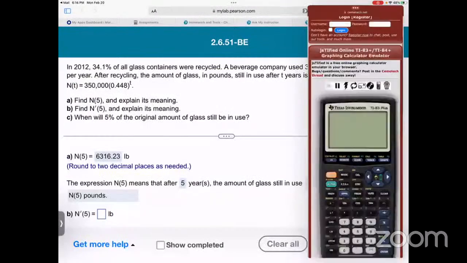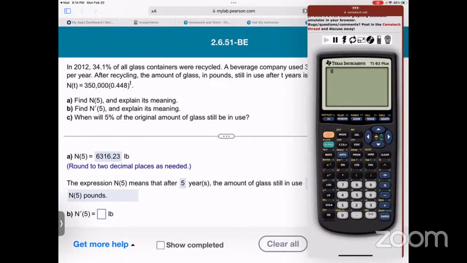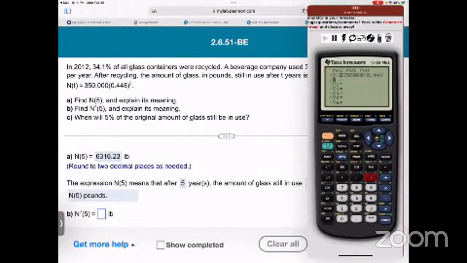Okay, that looks good. So let's put this in our calculator, right? What I'm going to do is go to my y equals and put in the original, the 350,000, okay, parentheses, 0.448 to the power, instead of T, I'm going to put X, right? So that's a copy of the original, okay? So then to the left of the clear button is a button that says VARS. I think it stands for variables. I'm going to click on that.